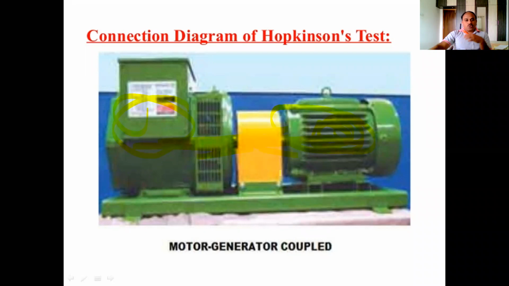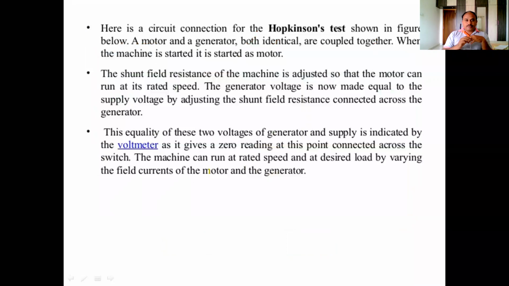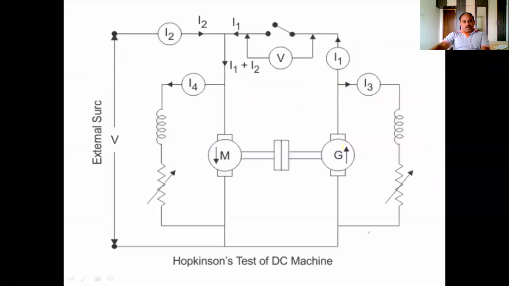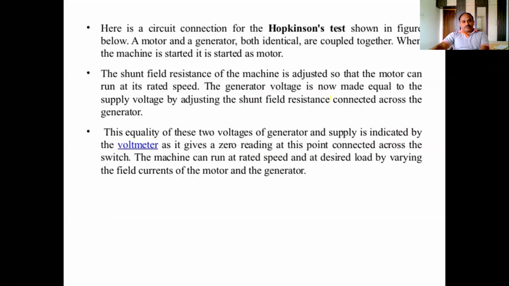In Hopkinson test, we use 2 machines. One acts as a generator, the second acts as a motor. In this manner, 2 machines are connected mechanically as well as electrically. Here the circuit connection for Hopkinson test is shown in the figure. So this is the circuit connection for Hopkinson test.